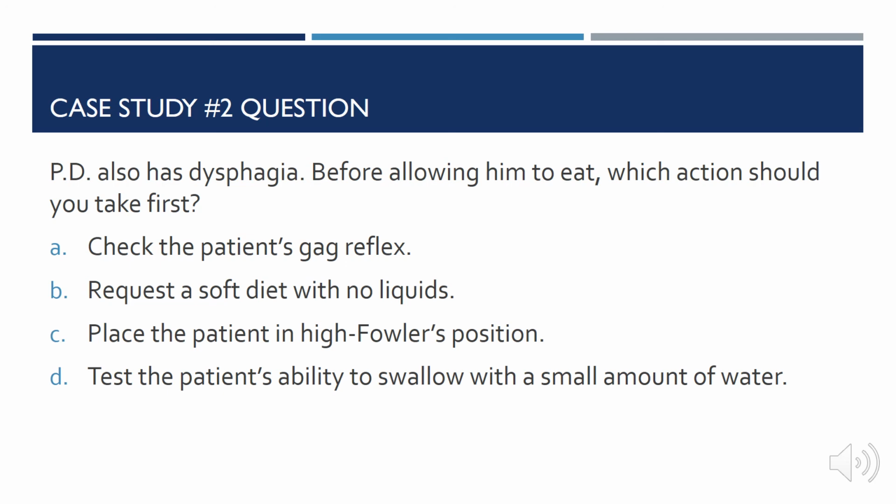Well, first we want to sit him up. Even if you check their gag reflex and it's a really good gag reflex and they actually vomit, we definitely don't want him vomiting laying down. So no matter what, we want to sit him up. Then we're going to check the gag reflex.